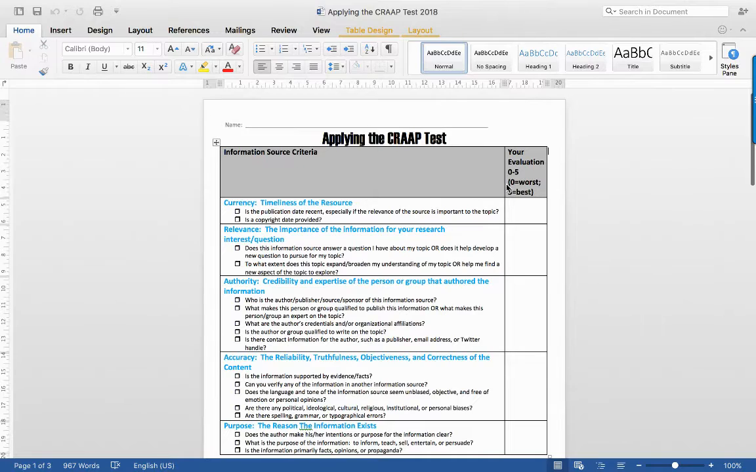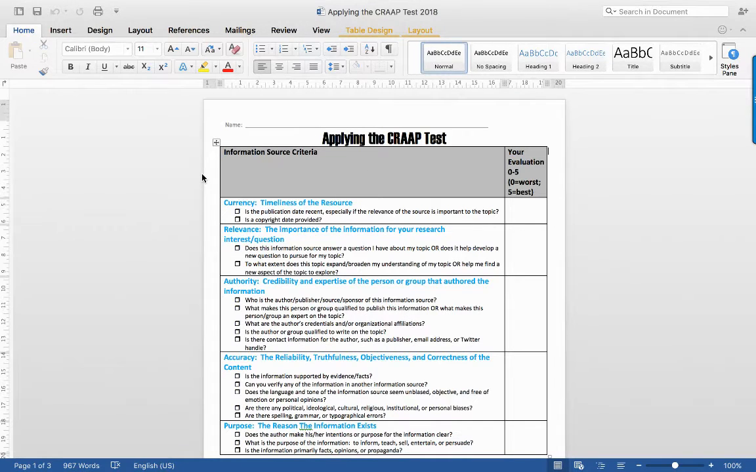This is a checklist that I recommend you have with you while you are considering sources for research. In fact, I would ask you to think about using it with anything that you read day to day.